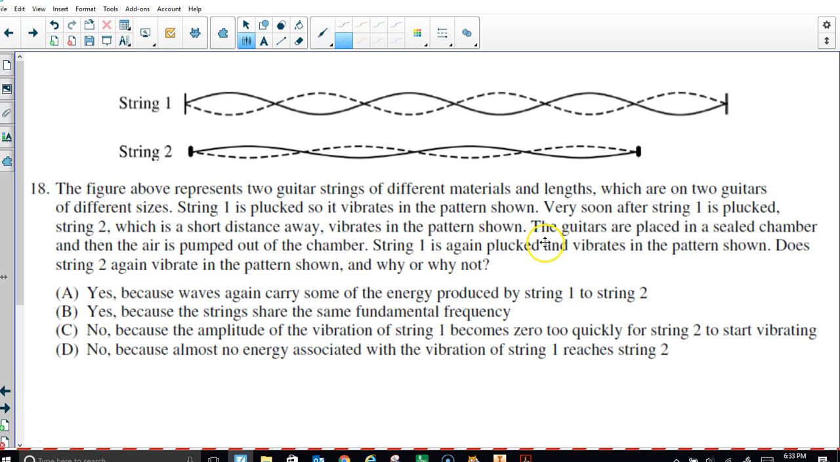The guitars are placed in a sealed chamber, and the air is then pumped out of the chamber. Who comes up with this stuff? String 1 is again plucked and vibrates in the pattern shown. Does string 2 vibrate in the pattern shown, and why not?